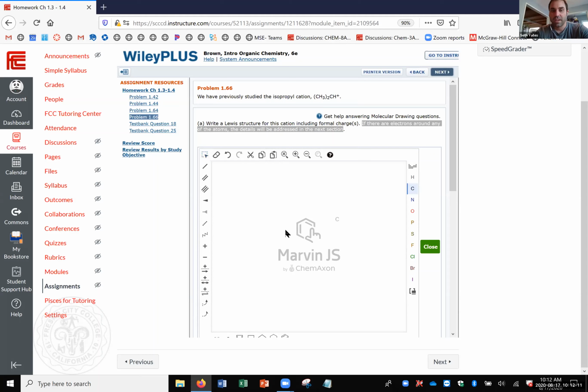Like carbon, you just start connecting them together. So you just click it there and that's going to put a carbon. If you click on that carbon and drag, it'll add another carbon. And if you click on that carbon and drag, it'll add another carbon. So you notice a few things here.